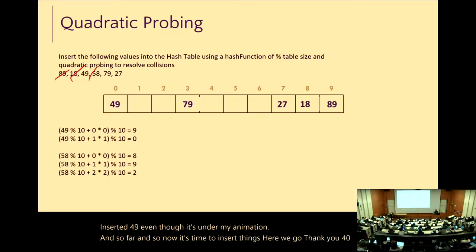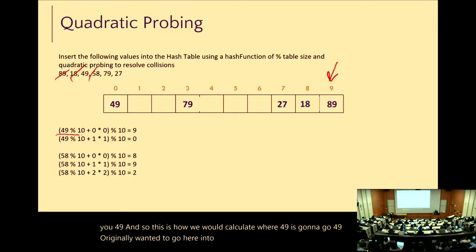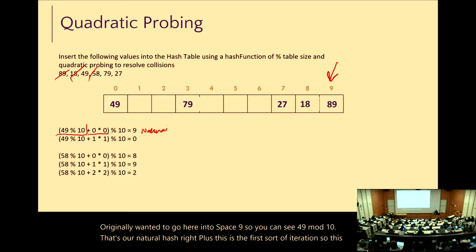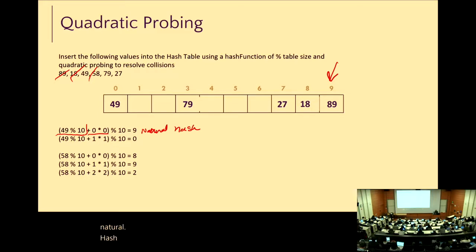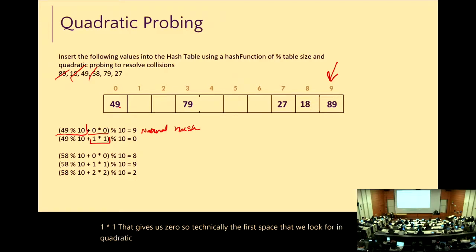49. Thank you, 49. And so this is how we would calculate where 49 is going to go. 49 originally wanted to go here into space 9. So you can see 49 mod 10, that's our natural hash, right? Plus, this is the first iteration, so this is the natural hash. But we noticed 9 is full, so then we did 49 mod 10 plus 1 times 1, that gives us 0. So technically, the first space that we look at in quadratic probing is our next door neighbor. So we look next door one time, and that was free, so we put 49 there.